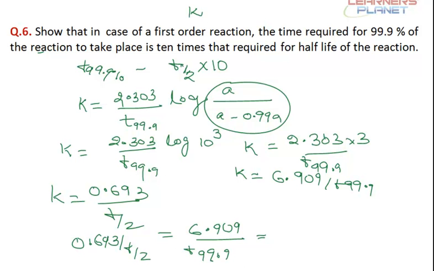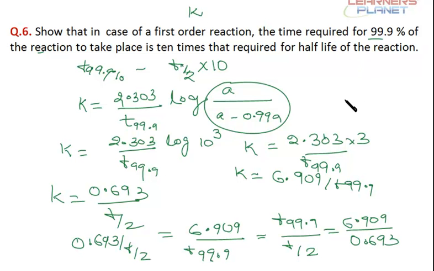Now can you derive this expression that T 99.9 is equal to 10 times the T half? Yes, of course we can. T 99.9 divided by T half is equal to 6.909 divided by 0.693. From here you'll get that T 99.9 is equal to 10 times the T half. Got it? So this is the way we can find out the time required for the completion.